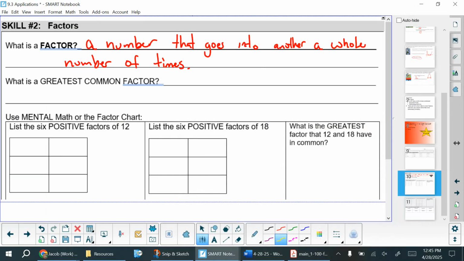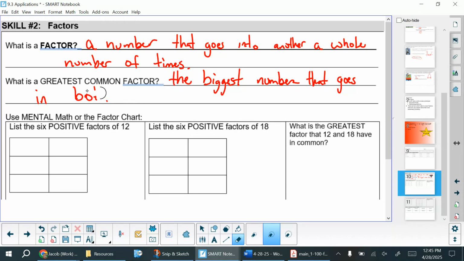The next thing we got here is the greatest common factor. So it is the biggest number that goes into both. The biggest number that goes into two different numbers.